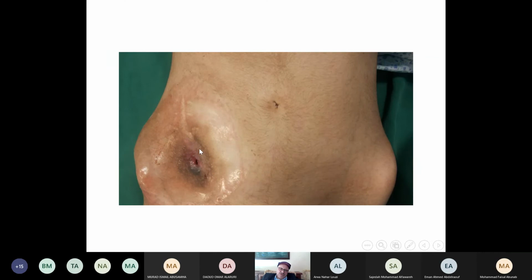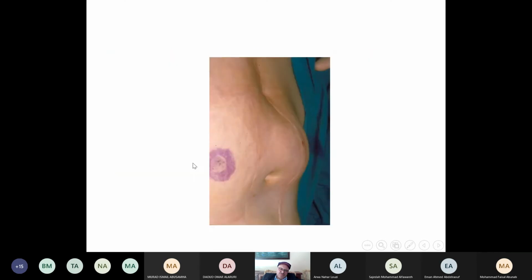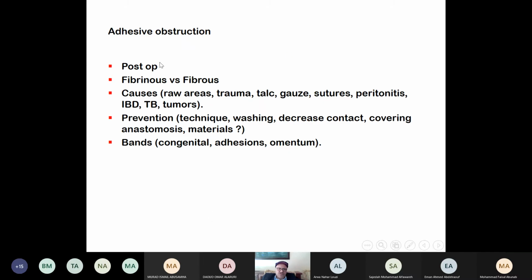And this is an example of an enterocutaneous fistula caused by Crohn's disease. And this is an abdominal wall abscess. Once you open it, the fistula is created. The commonest perhaps is the adhesive obstruction, and the commonest cause for it is post-operative. It can be fibrinous, which is tiny, like a spider web, or with time it becomes fibrous or thick.